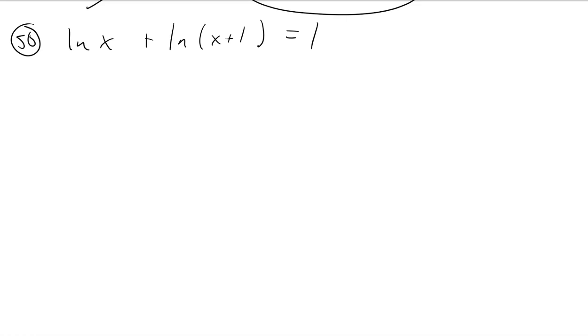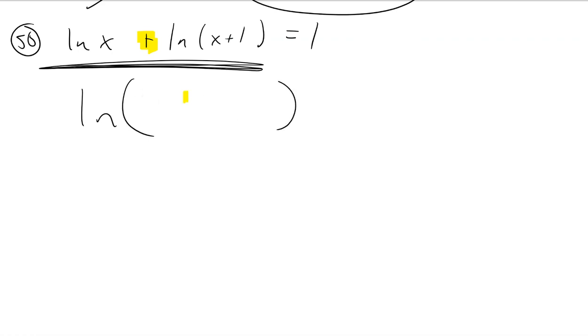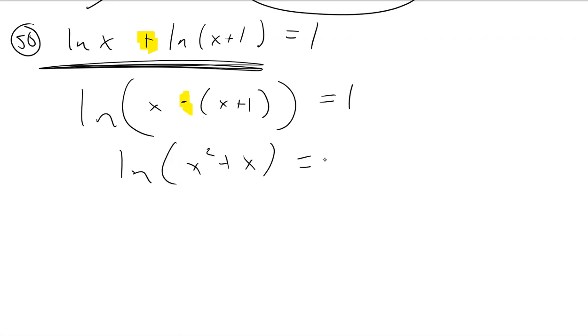But in section 3.3, we learned about expanding and condensing, and those properties on their own are just really not that useful. They're only really useful to help you solve equations. So right here, these are the same type of log separated by addition. So you should condense those with multiplication. X times an x plus 1. Or if we just distribute, an x squared plus x.